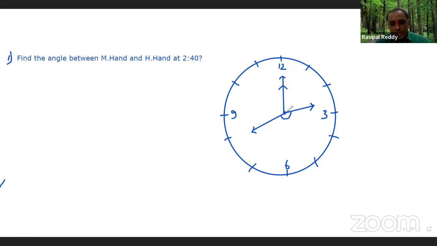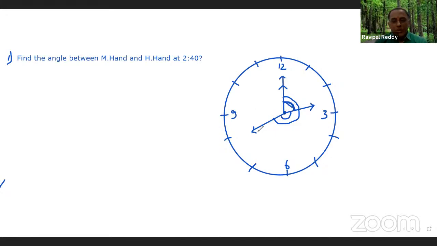Instead of finding this angle directly, one more method is there. First, take a baseline. The two hands coincide at 12, therefore let this line be the baseline. Now find the angle from the baseline to the hours hand, and the angle from the baseline to the minutes hand, and then find the difference between these two angles. That is your answer.